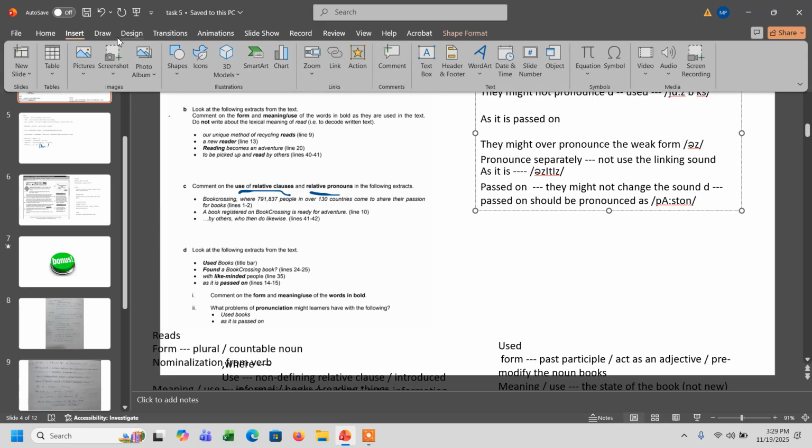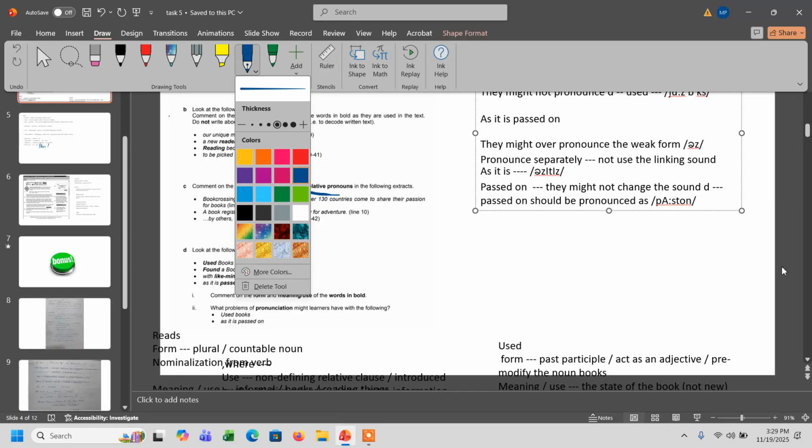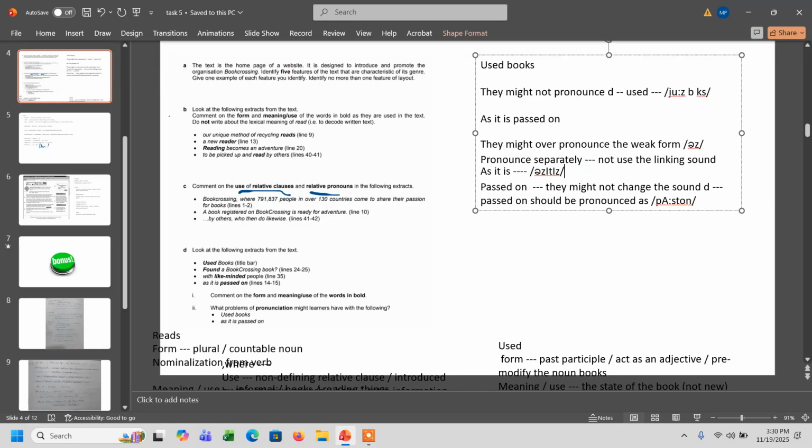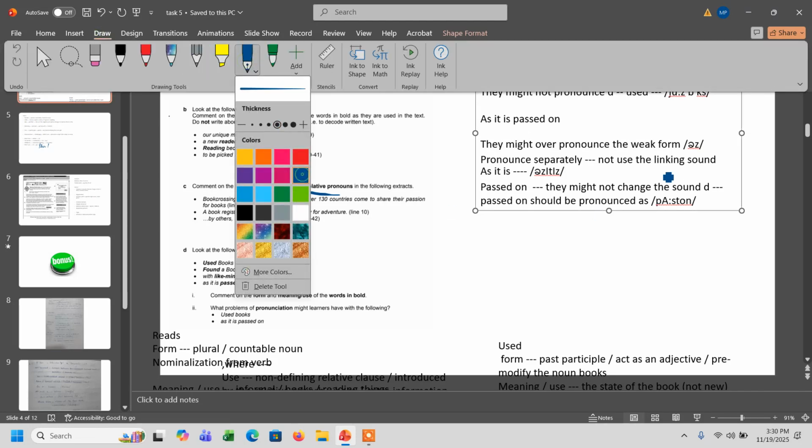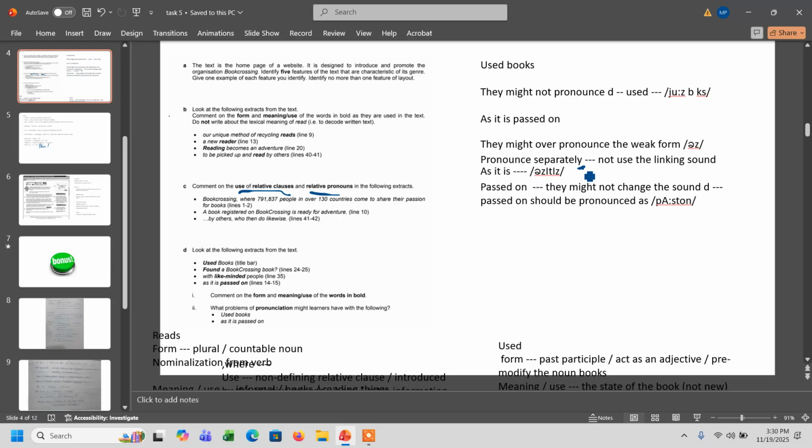Wait, I would like to draw like that. Here, I mean what I mean. Yes, what I mean is this one. It is sound. And here it's also this. Here I would like to add this one, book. And here what I would like to write down is passed on. Passed, right? Passed on.